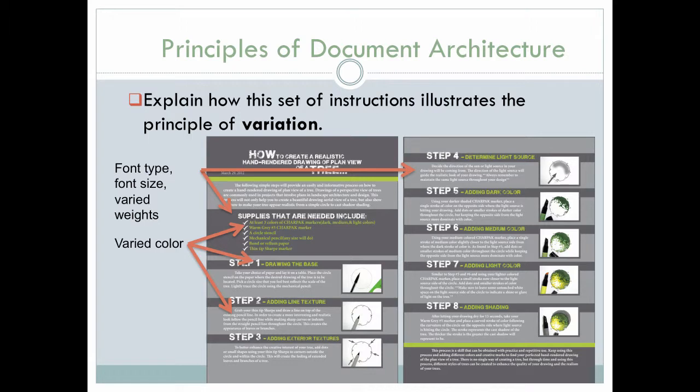Now, let's explain how this set of instructions illustrates the principle of variation. First, it uses different font types. You will note that the headings, like supplies that are needed include, and step 1, 2, 3, etc., are in a different font type than the body of the text. You'll also note that the font size for these headings is larger than the body text, and that it's bold for headings compared to the body text.